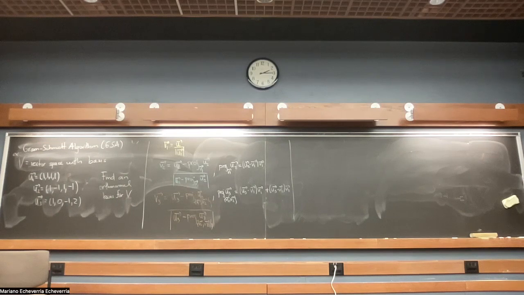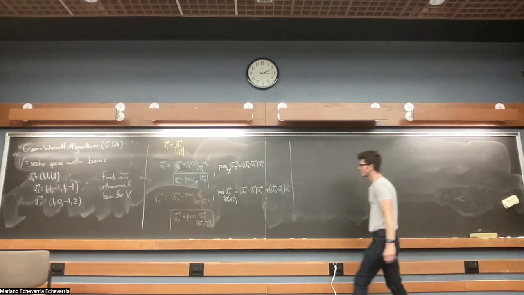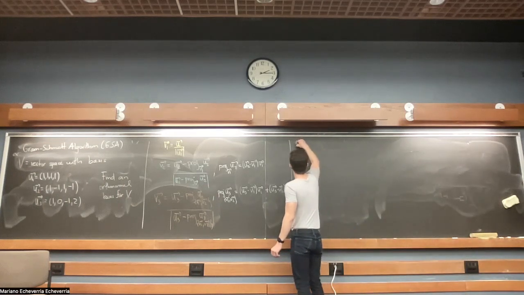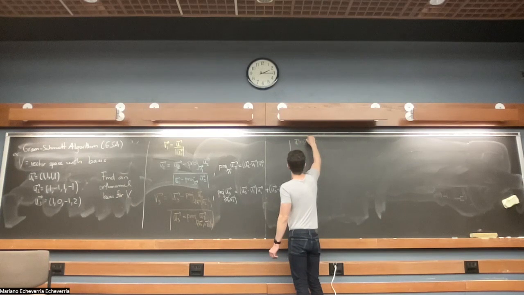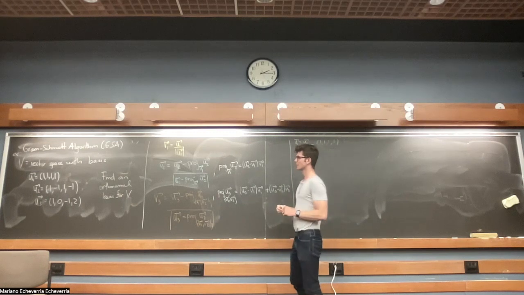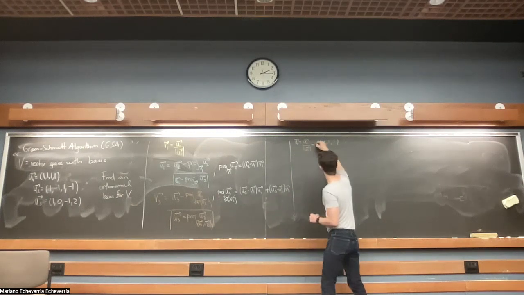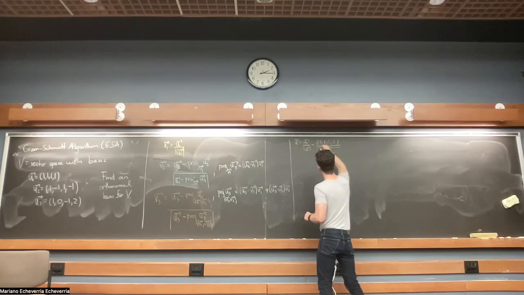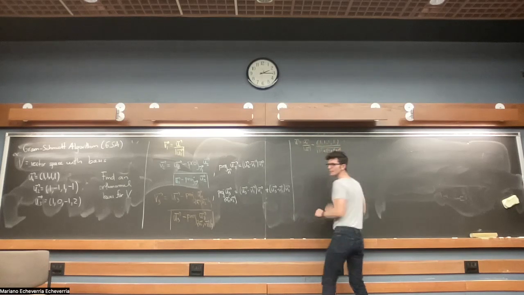Okay, now let's just apply this over and over. So what is B1? B1 is U1 over the length of U1. What is U1? It is 1, 1, 1, 1. What's the length of U1? Remember the length of a vector is Pythagoras' theorem: you square each entry and add them together and then take the square root of that.